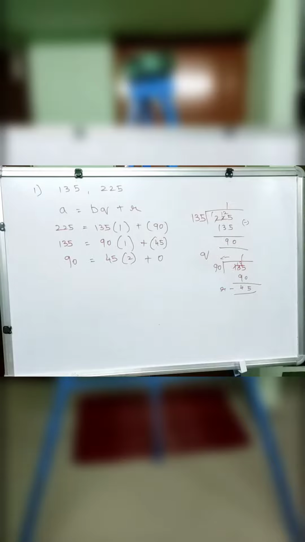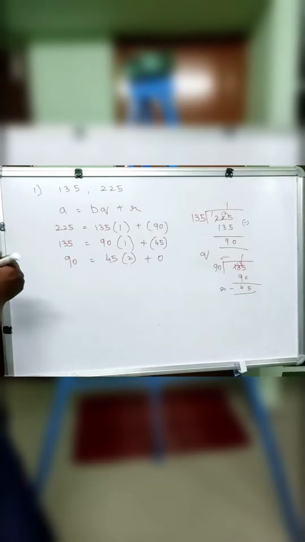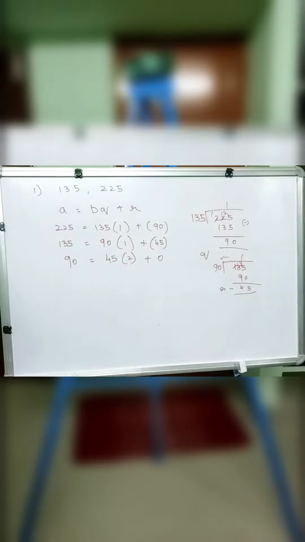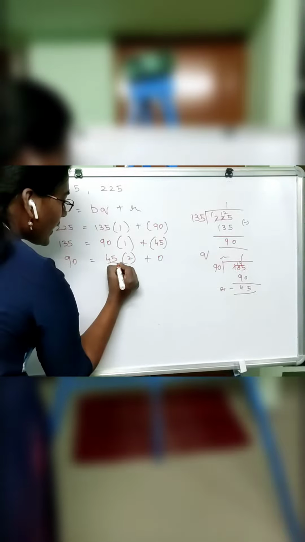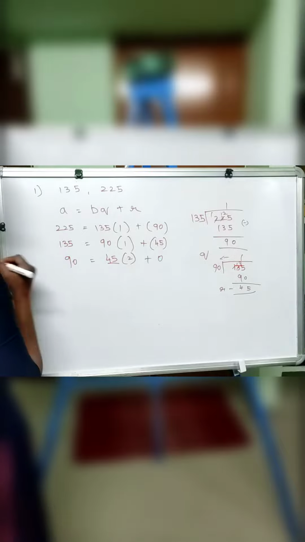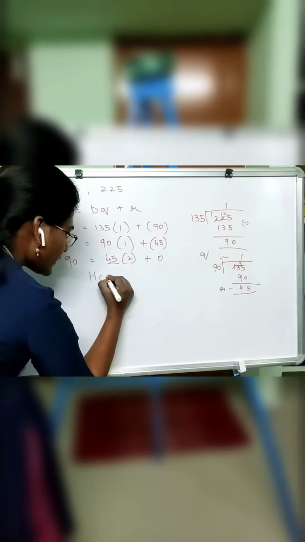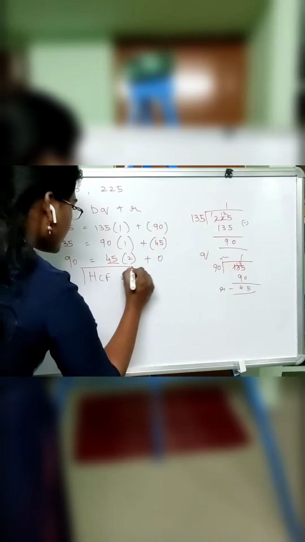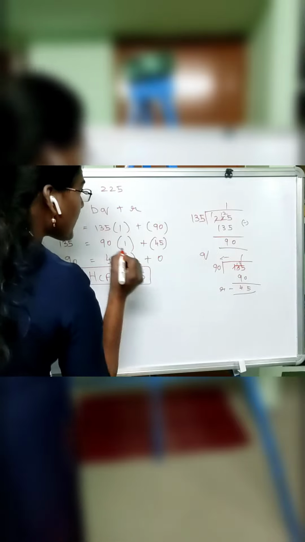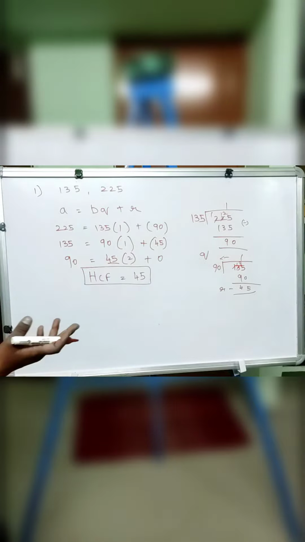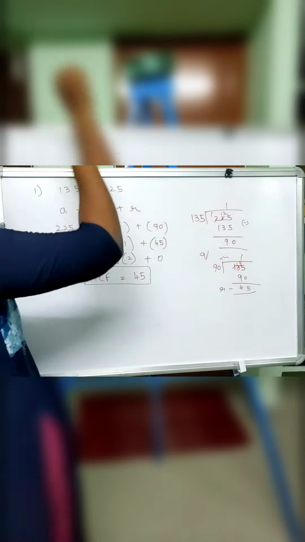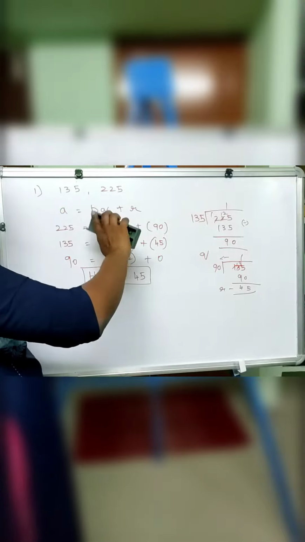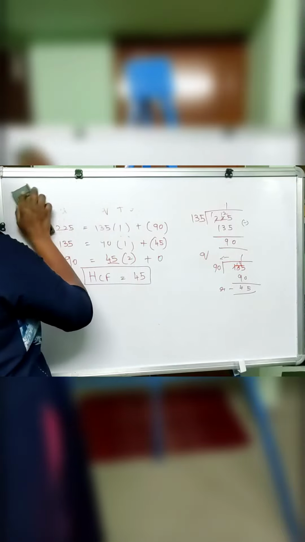Now what will I conclude as my highest common factor? Here I got the remainder 0, so the last divisor is my highest common factor. The highest common factor I've got is 45. When you solve this by prime factorization method, you may get a different answer. Today I have made you understand one concept clearly, that is Euclid's division pattern.